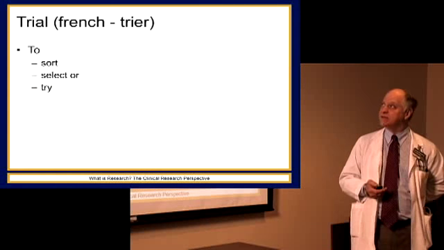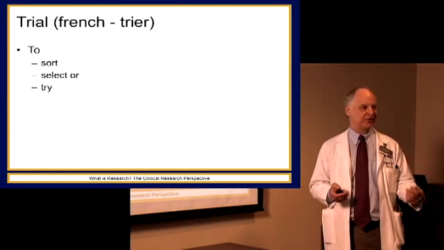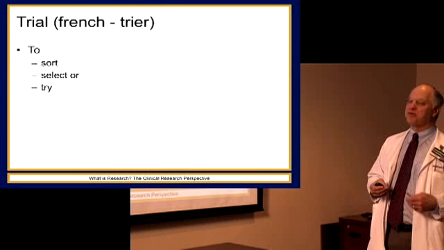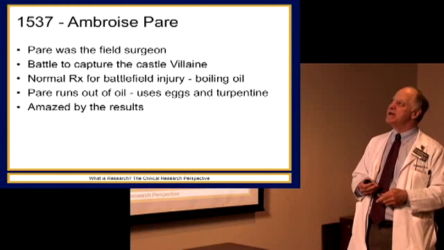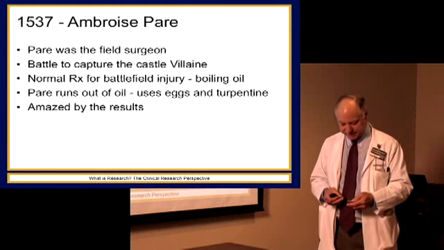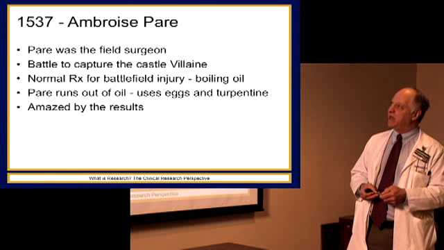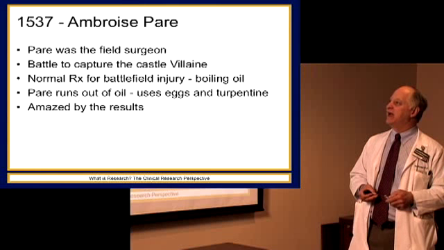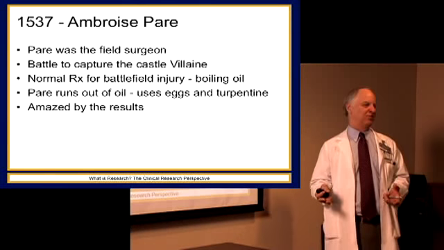So clinical trials come from the French word trier, which means to sort, select, or try. And I'm going to go through a few classic clinical trials as they existed back in the 1500s and more recently. This first case study is from Ambroise Paré, a French surgeon. He was involved in the Battle of the Castle Villain. And normal treatment for battlefield injuries at that time was to pour boiling oil on the injury.